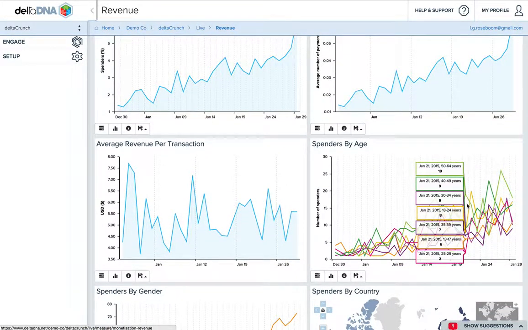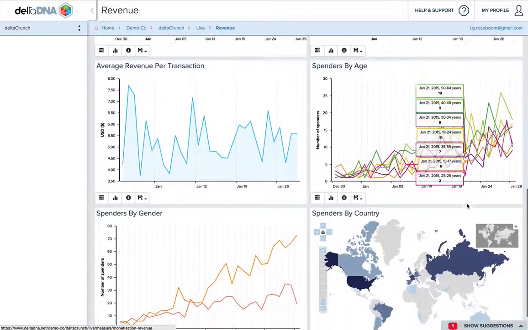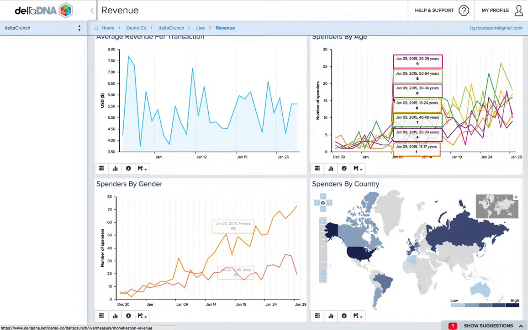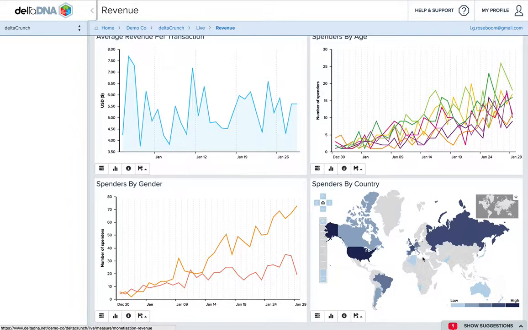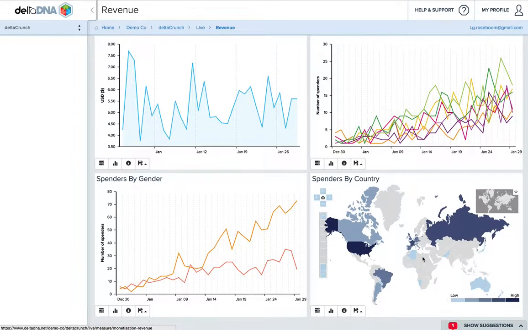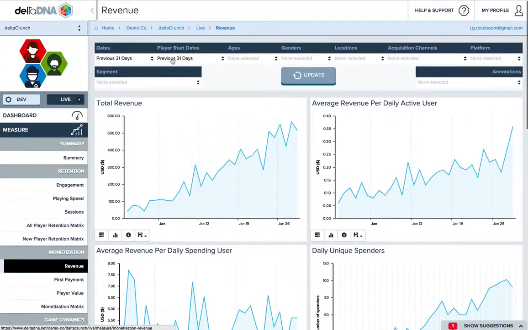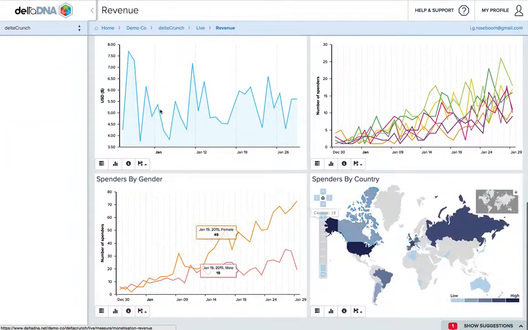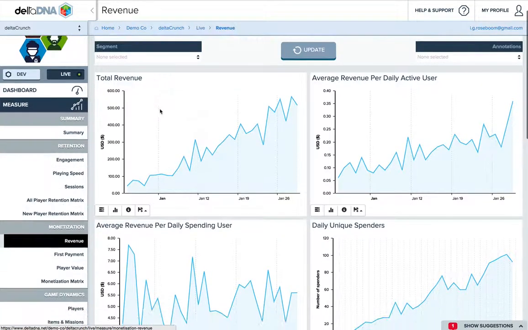So on any given day, how many people fell into each age bracket? Split by gender, so how many of each gender type were paying on a given day, and then finally which countries did your spenders come from. And of course, in contrast to these other charts, this country page is taking everyone within a date window, which in this case is the 31 days, or the previous 31 days from today. So that's revenue.